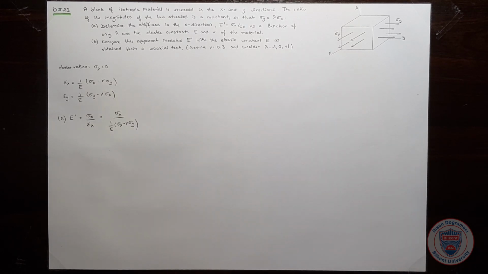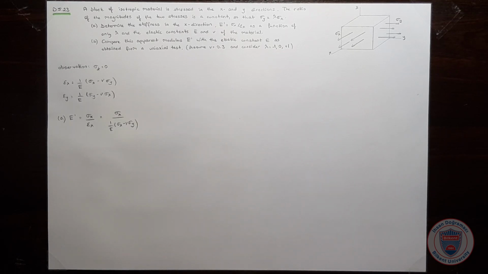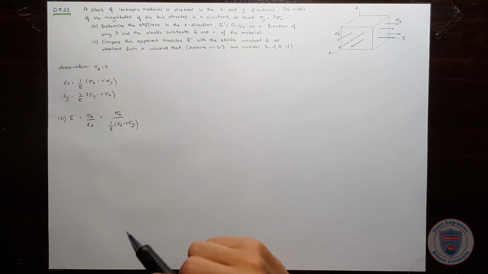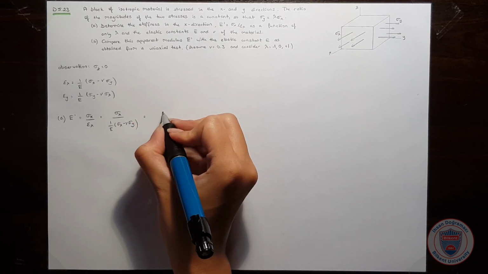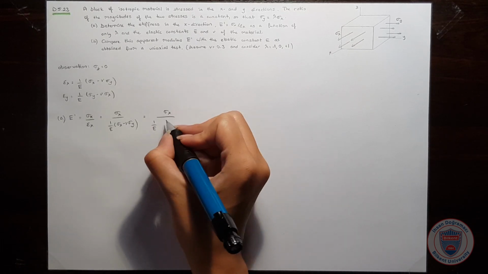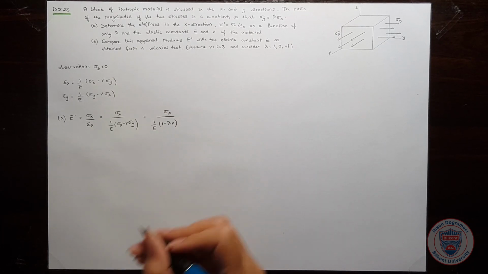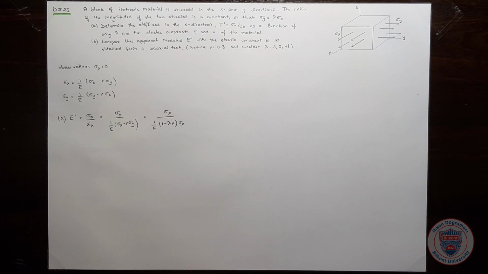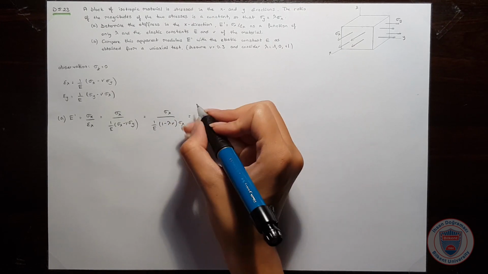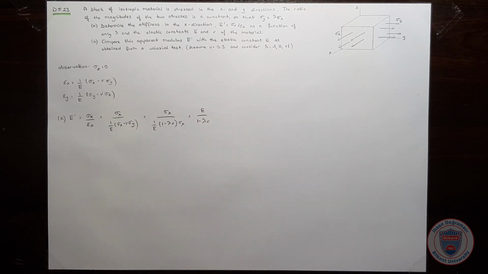As I said in the beginning, we know the relation between sigma y and sigma x. Let's write sigma y in terms of sigma x so that we can make some arrangements in the equation. And we have 1 over E times 1 minus lambda Poisson's ratio times sigma x. And finally we have E times 1 minus lambda Poisson's ratio.